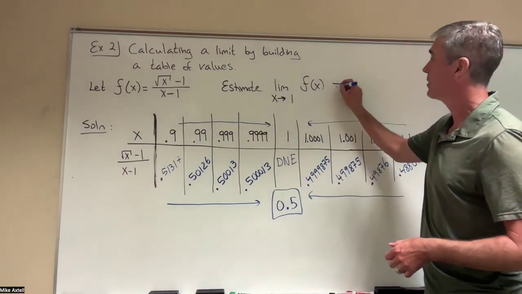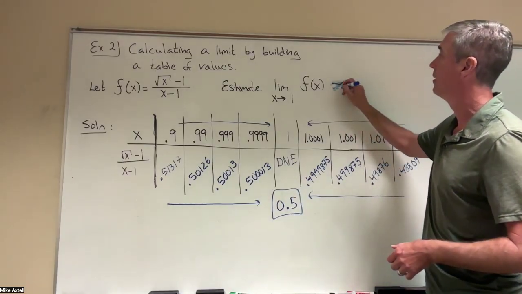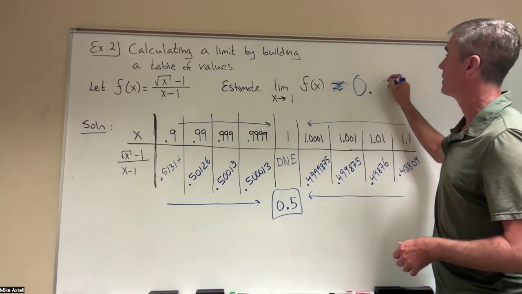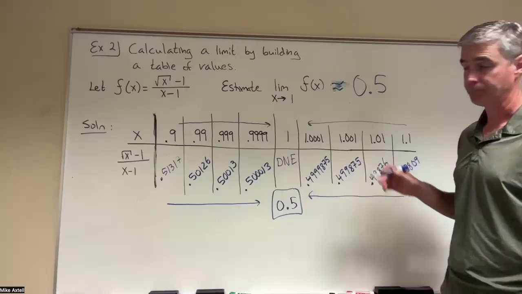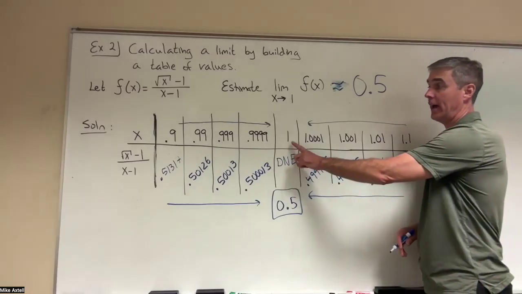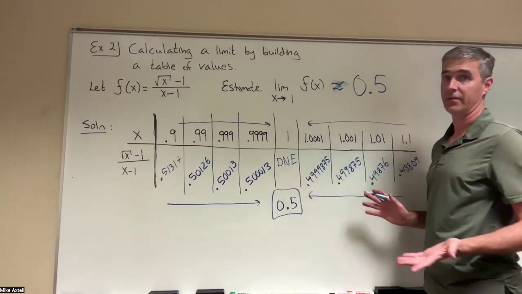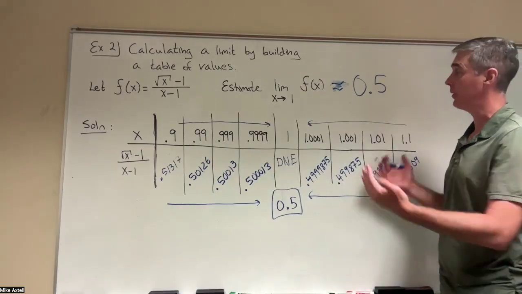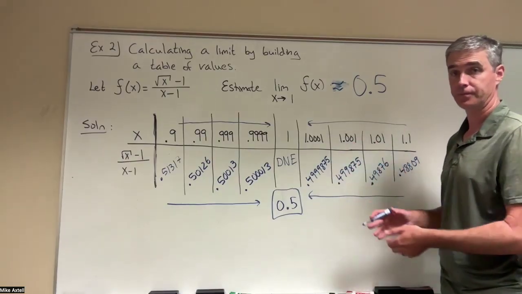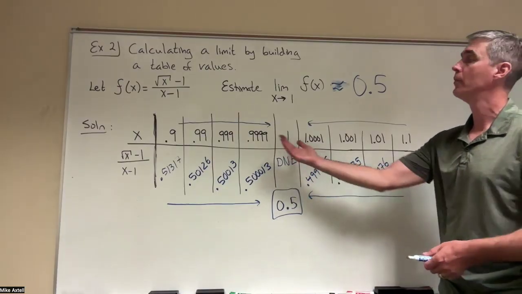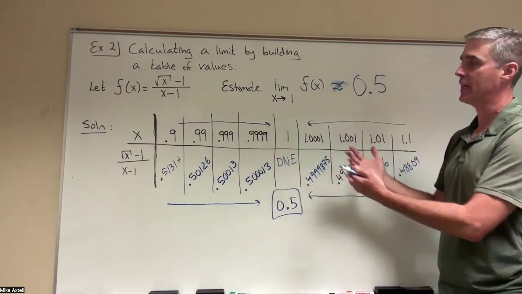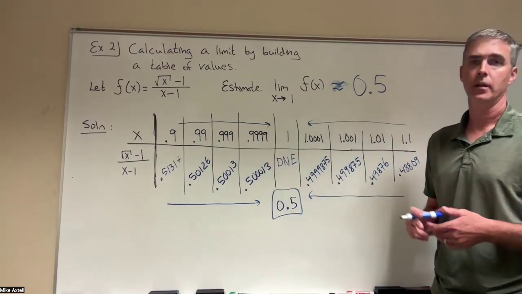So I would estimate via the table that this limit as x approaches 1 of f of x is equal to 0.5. The actual value of f at 1 is not even defined, it doesn't exist. But the limit we can calculate via this table. We'll talk about how much of a table you ought to build for these in class.